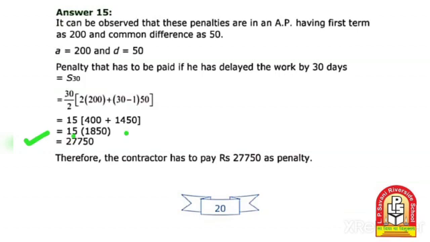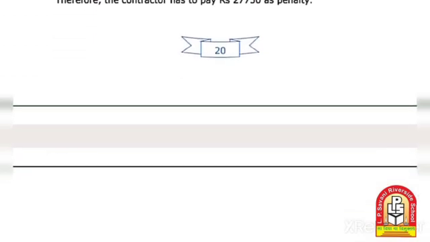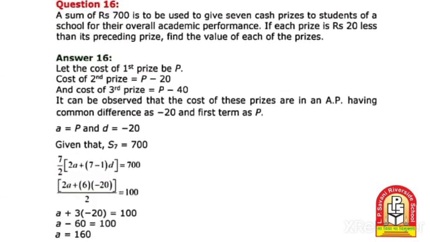So the multiplication of the two terms gives us 27,750. Therefore, the contractor has to pay rupees 27,750 as penalty. Okay, in this way you can find the penalty of any terms.